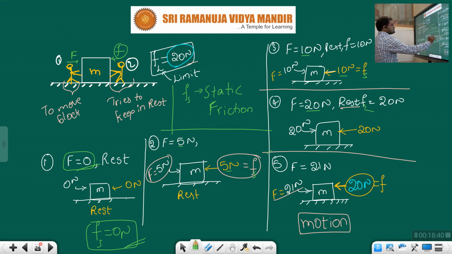See, at the last case, when the applied force crosses the limit, children, friction also has some limit. That is called limiting friction, or maximum static friction. How much is maximum static friction here? In this example, maximum static friction is 20 newtons.